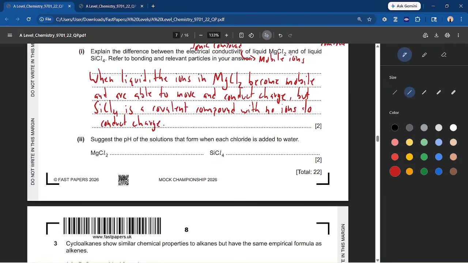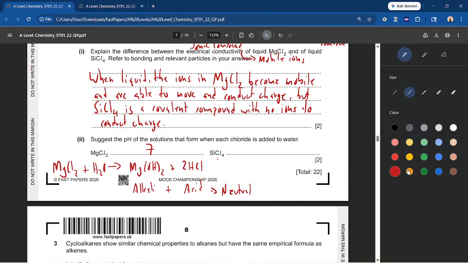So what happens when each chloride is added to water? MgCl2 plus H2O. This is going to form magnesium hydroxide, and you're releasing chlorine and there's hydrogen, so you're going to get 2 HCl. So this is an alkali, this is an acid, so alkali plus acid equals neutral. So the pH will be 7.